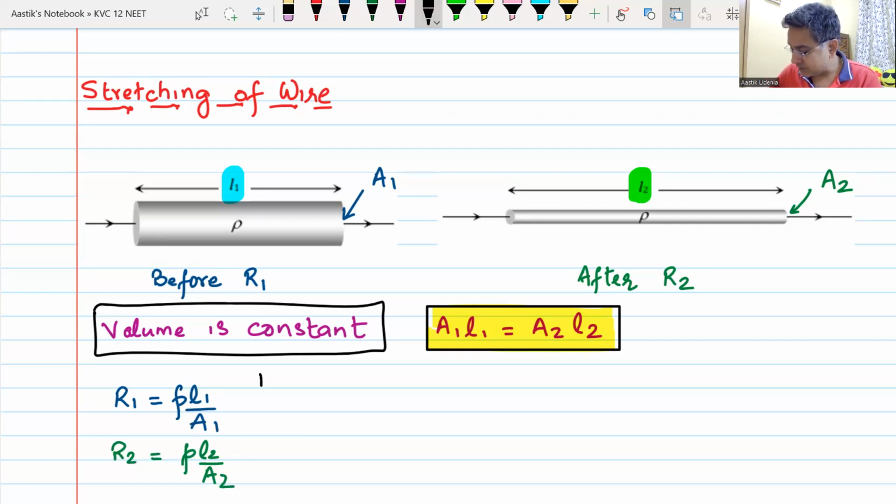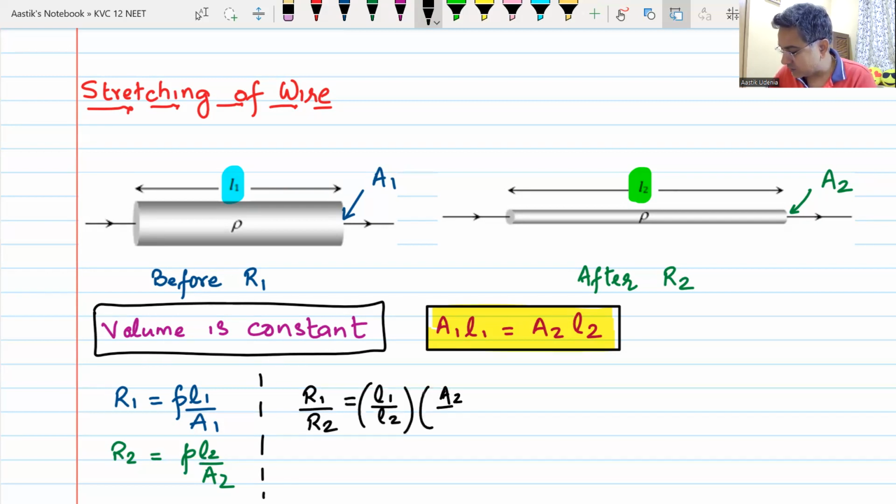Now if I keep these things together, I can find out the ratio of R1 by R2. What will be the ratio of R1 by R2? It will be L1 by L2 multiplied by A2 by A1. Yes or no? Yes, sir.